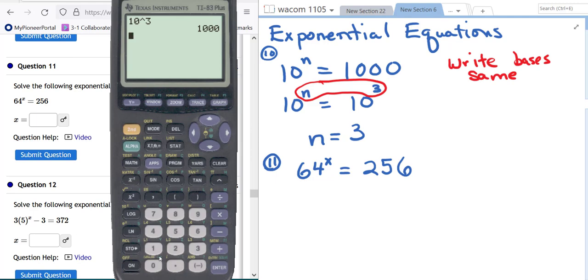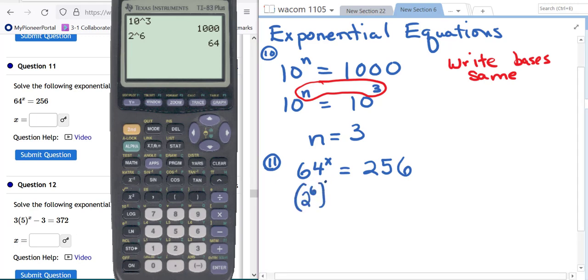So 2 to the 5th is 32. So I believe 2 to the 6th is 64. All right. And then we have to test 256. So we make a guess. Let's see. We had 2 to the 6th. So let's try 2 to the 8th is 256. Right, so we do have the same base.